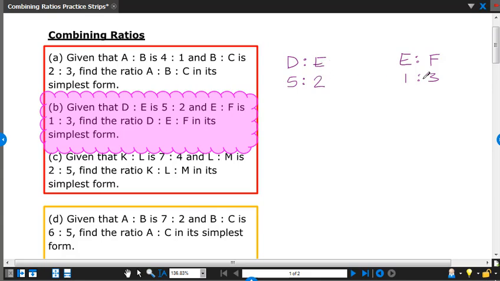We want E here to be the same as E here, yeah? So how do I make this 1 into a 2? So we want E to have the same value. Okay, so what did I do to get from here to here? We multiplied by 2. So to balance it, we're going to multiply by 2. And you get 6, right? So now we can say D to E to F is 5:2 to 6, and that's finished.